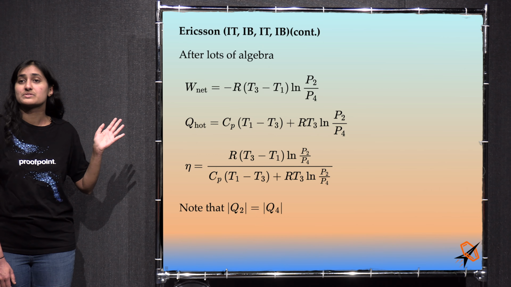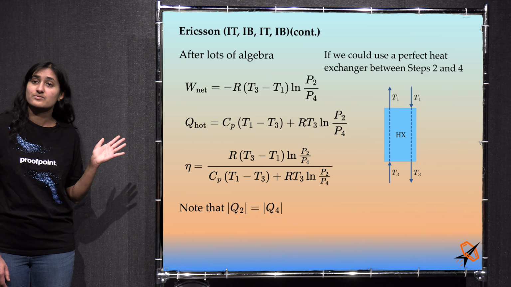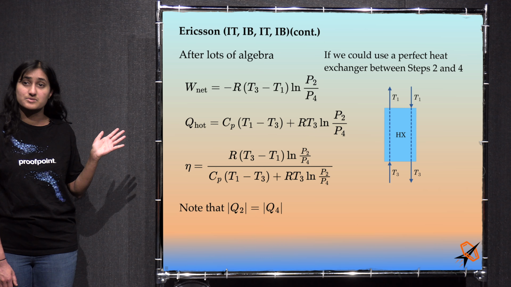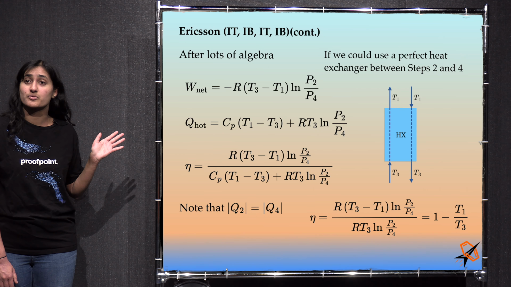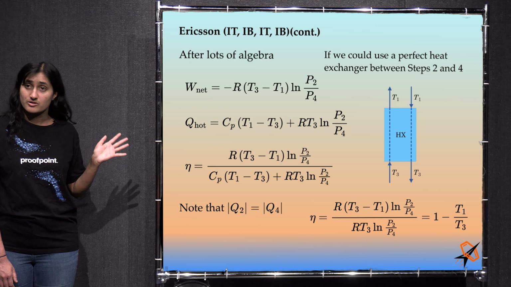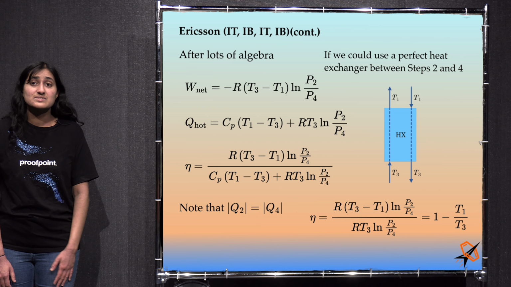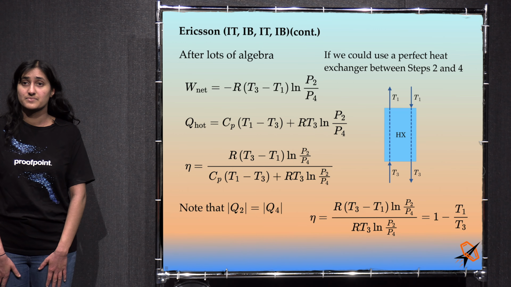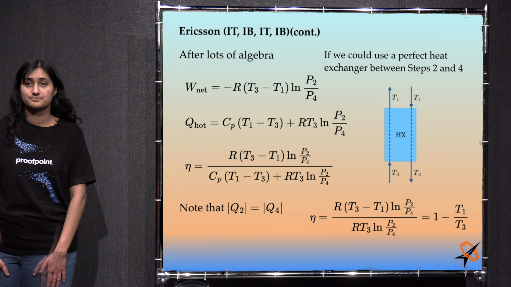Note that Q2 equals negative Q4. So if we could use a perfect heat exchanger, we could recover the heat from step 4 and use it to provide the heat for step 2. With this change, Q hot becomes R T3 log of P2 over P4, and the efficiency becomes the Carnot efficiency. There are many engineering challenges in doing so, but the increased efficiency makes the Ericsson cycle tempting to implement. However, it has found little to no commercial applications. Again, Wikipedia is a fruitful site for finding additional information.